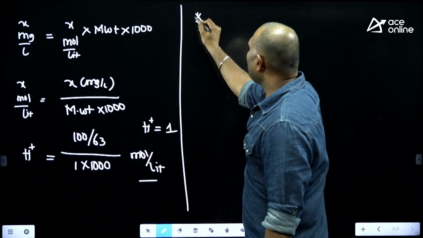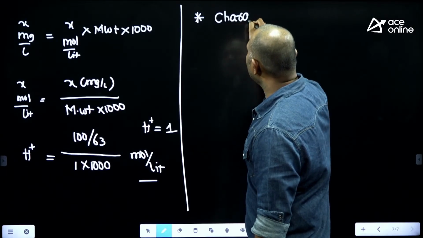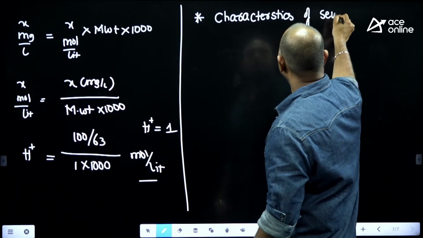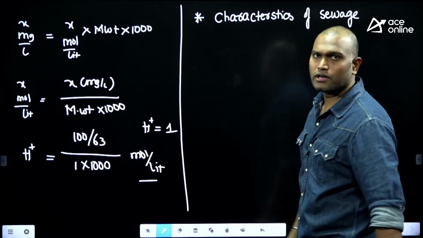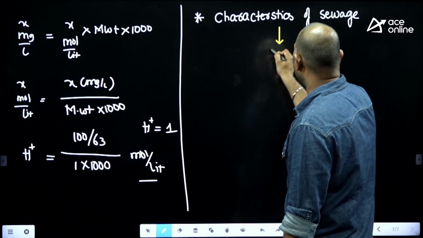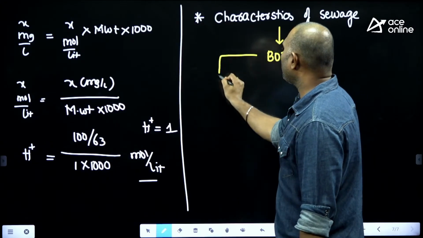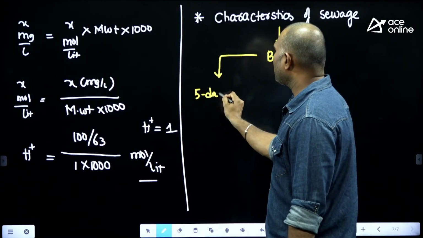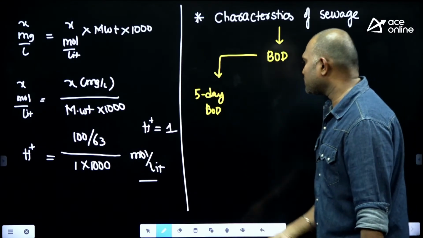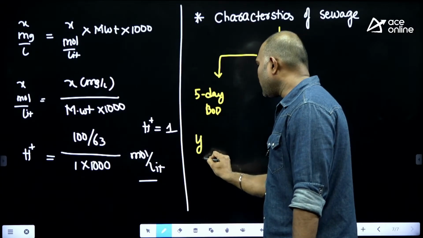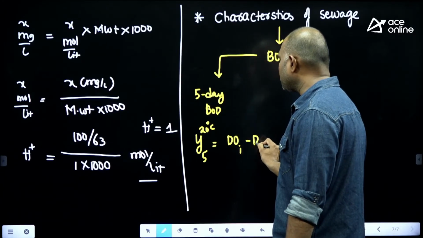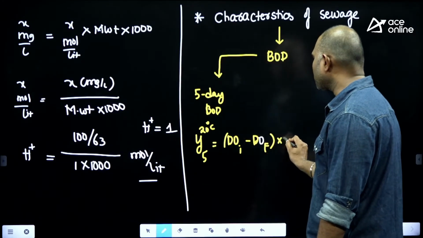So, in the characteristics of sewage, they will be asking more questions on BOD. How to find out the 5-day BOD? And they'll give you various parameters. The 5-day BOD at 20 degrees centigrade is nothing but DO initial minus DO final into the dilution factor.